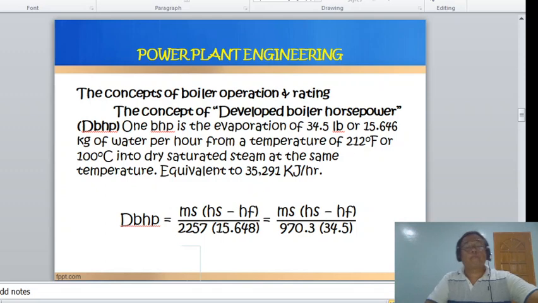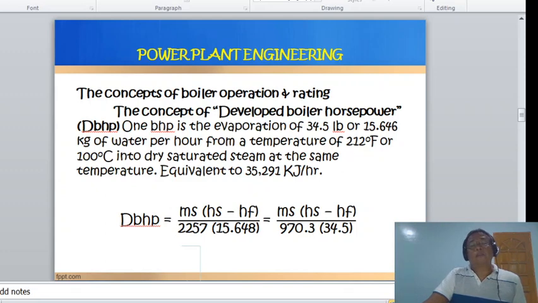Okay, so let us now consider the developed boiler horsepower of a certain boiler. That is equivalent to the mass of steam generated by the boiler multiplied by the enthalpy of the steam produced by the boiler minus the enthalpy of the liquid at boiler pressure, divided by 2257, which is equivalent to hfg of water at 100 degrees Celsius. And the amount of water evaporated is 15.648, which is now equivalent to 35,291.